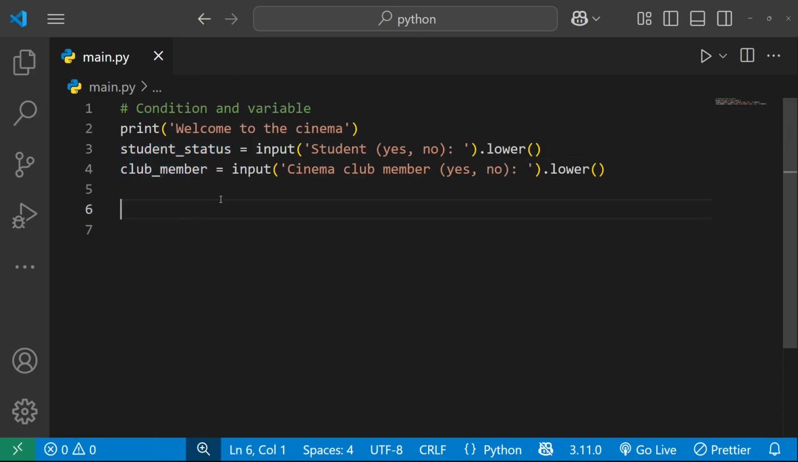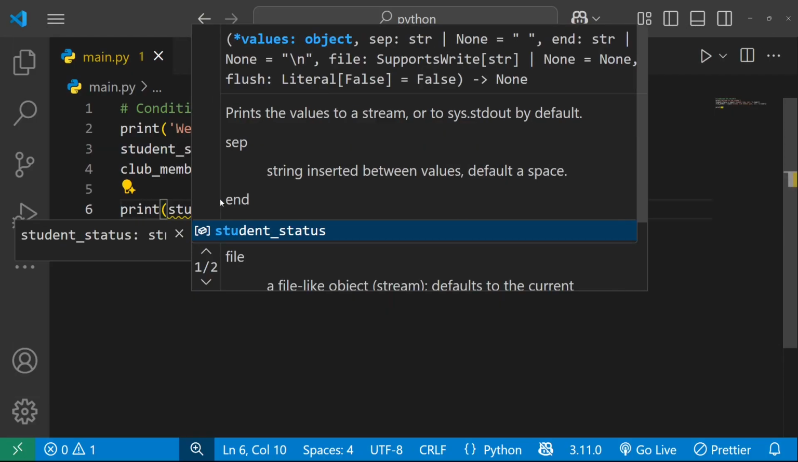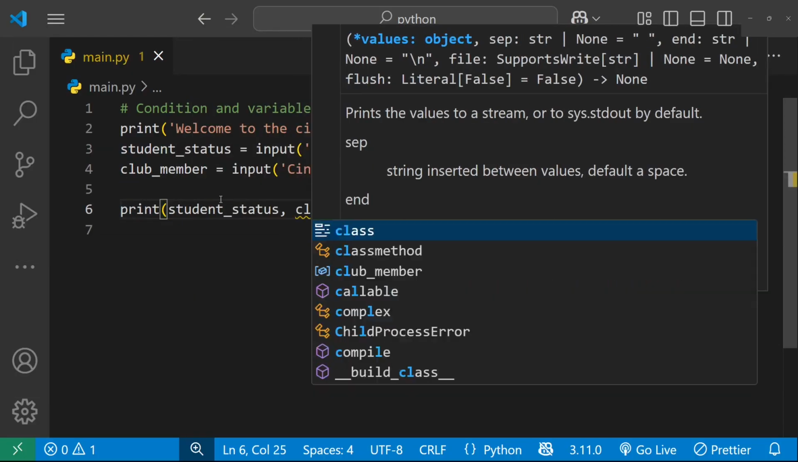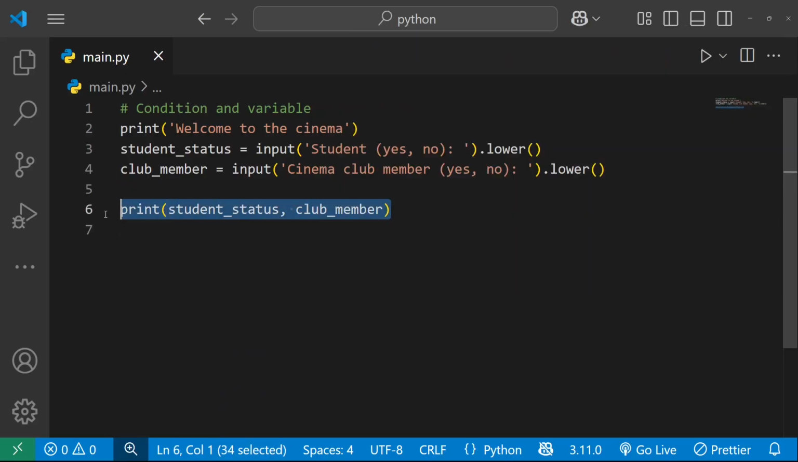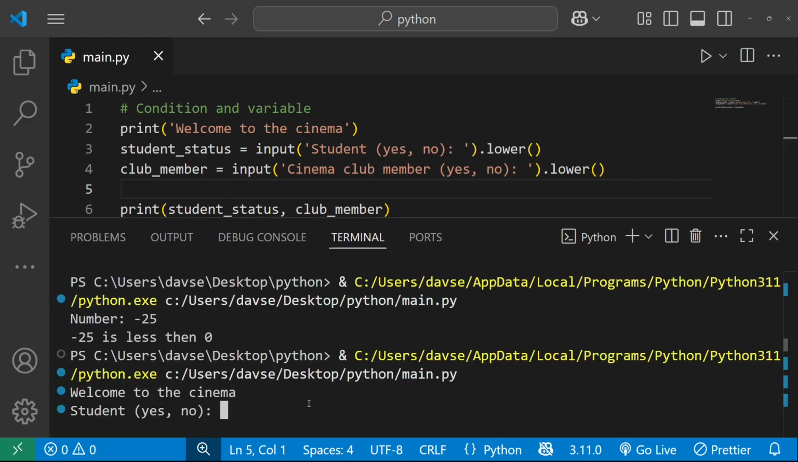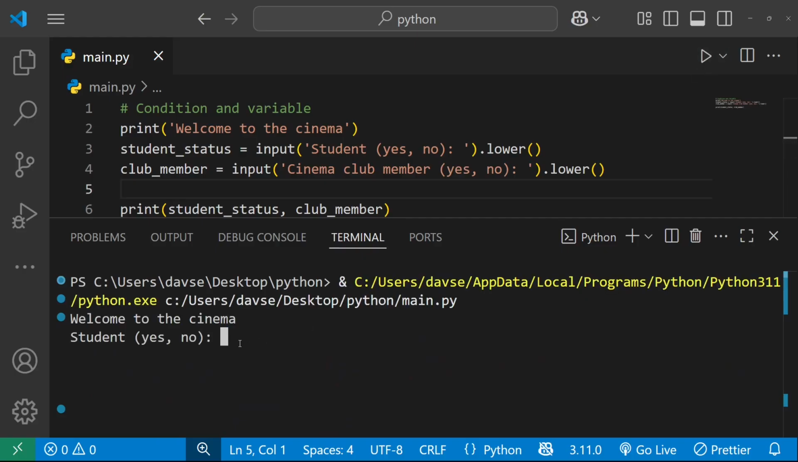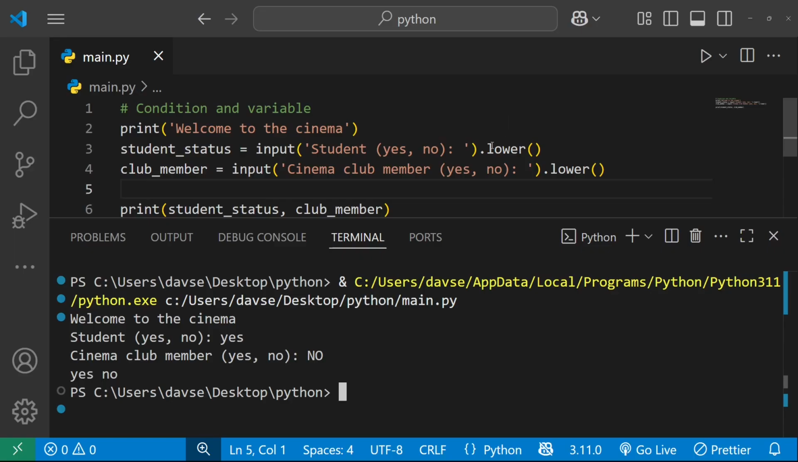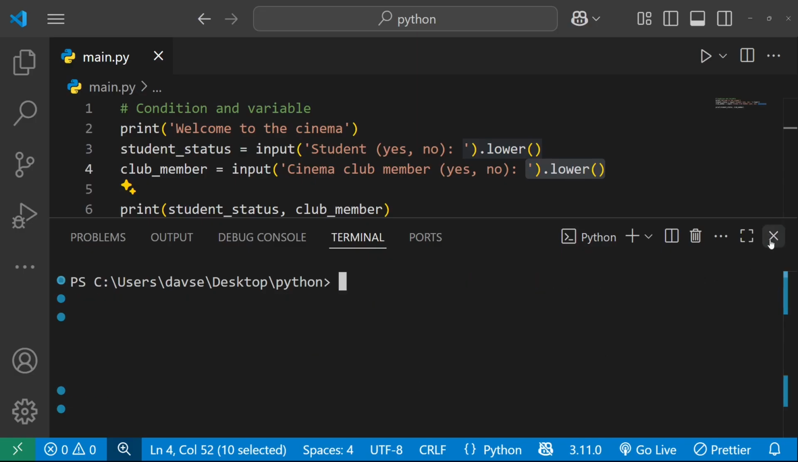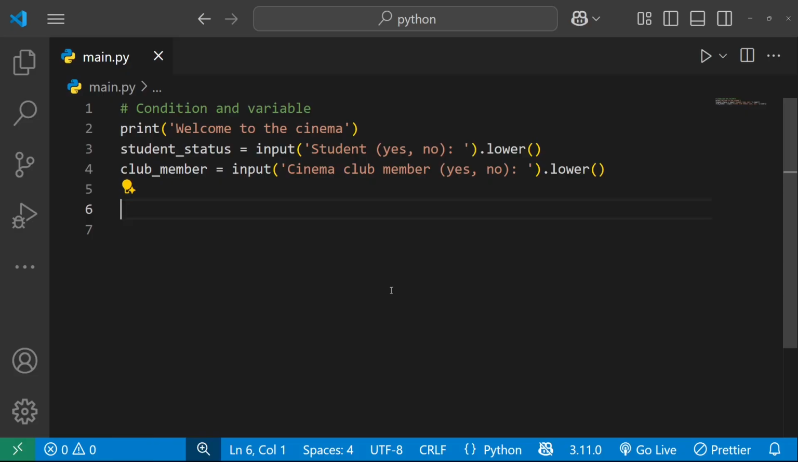So now I would like to try that. Student status and club member. This is only for control. If everything is okay, we will see. So I will run it. Maybe I will clear it first. Now I run it. So student, I will write yes. Cinema club member, I can write no with big letters, right? Because every time we transform it to small letters. So I have yes and no. Okay, great. No error. No problem. I will erase it.